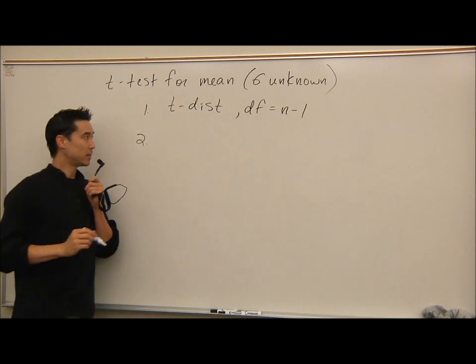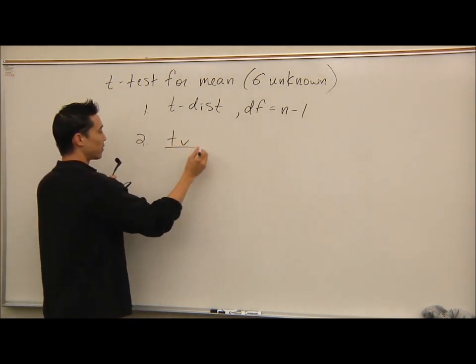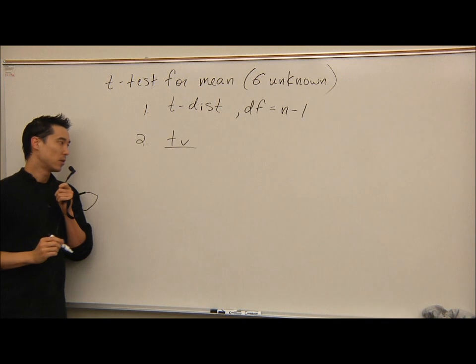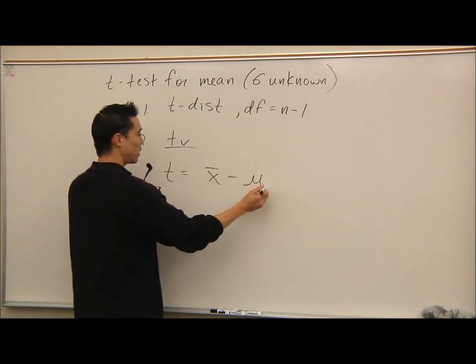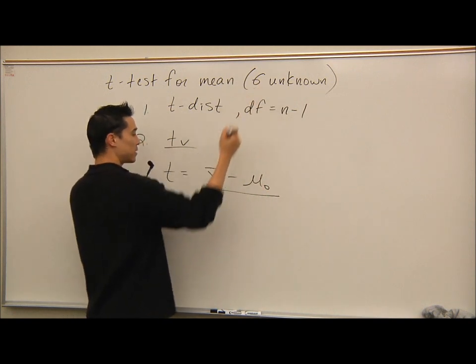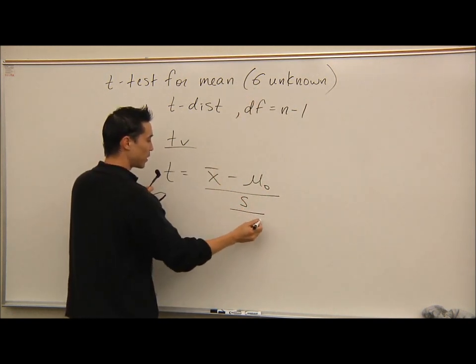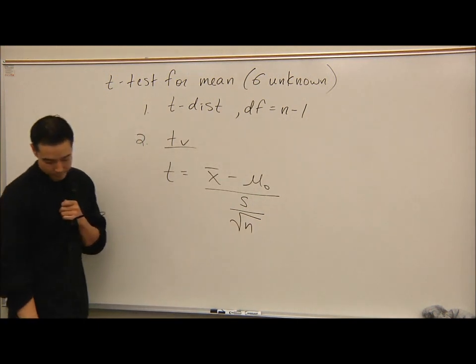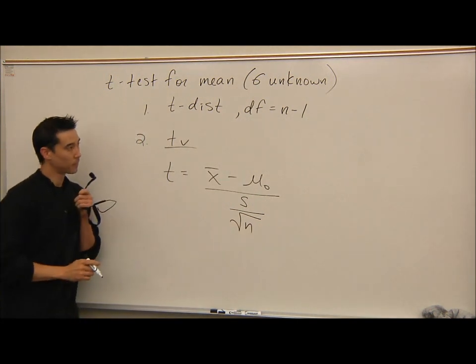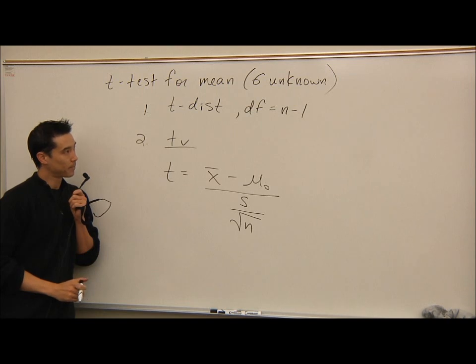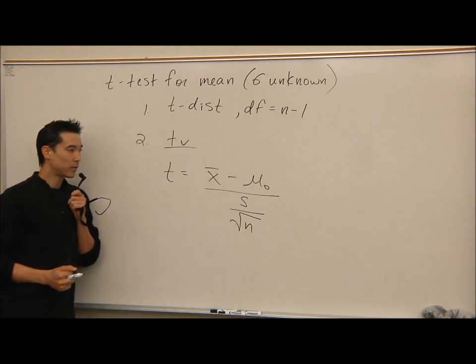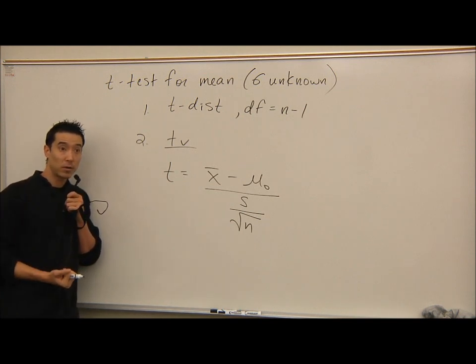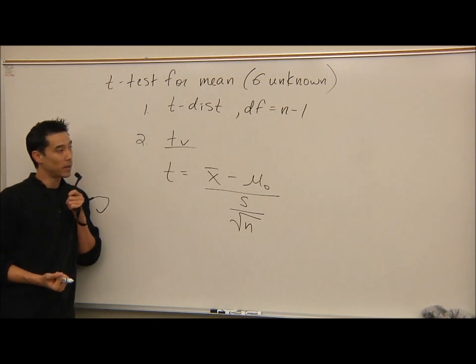And then the second thing I need to tell you is what is the test value formula for this particular test. So it's going to be t equals x bar minus mu naught divided by, again, we don't have sigma, so we have s divided by square root of n. So we're using the t distribution, and we have this as our test value, but pretty much all the steps that we did before are going to be pretty much the same.